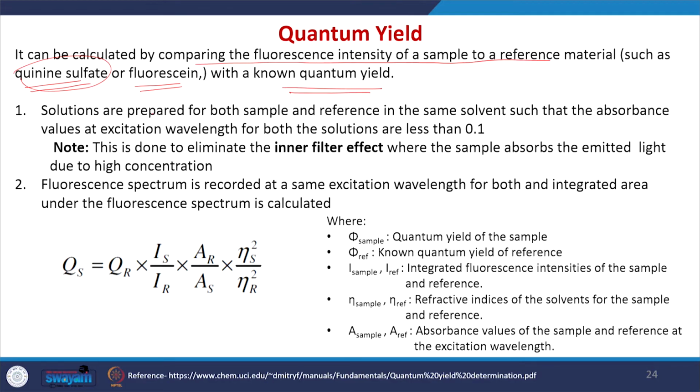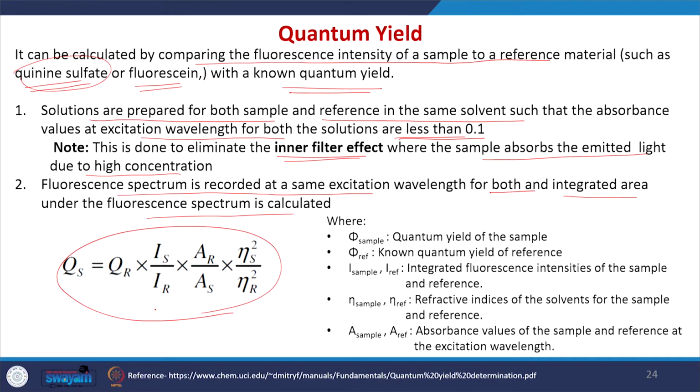The first step is that solutions are prepared for both sample and reference in the same solvent, such that the absorbance values at the excitation wavelength for both solutions are less than 0.1. This is done to eliminate the inner filter effect, where the sample absorbs the emitted light due to high concentration. The next step is that the fluorescence spectrum is recorded at the same excitation wavelength for both, and the integrated area under the fluorescence spectrum is calculated to determine the quantum yield of the particular nanomaterial. And we can use this equation to calculate the quantum yield. Let us see some of the nanotechnological applications of the fluorescence spectrophotometer.